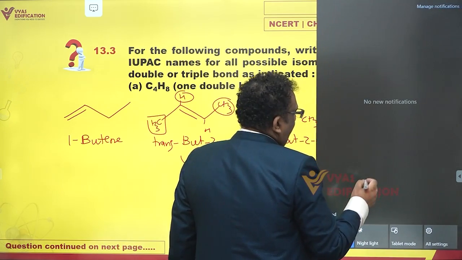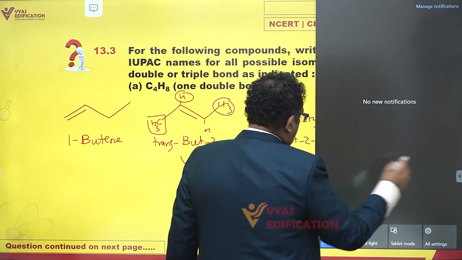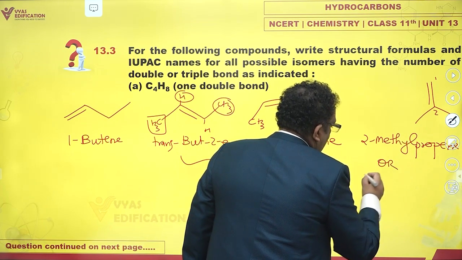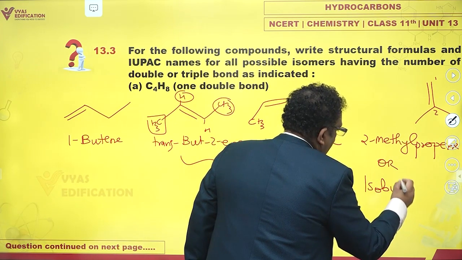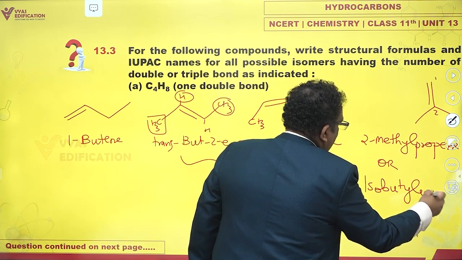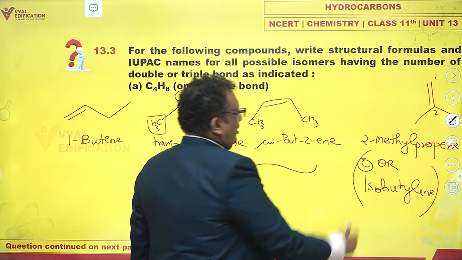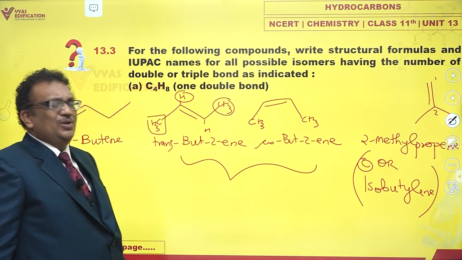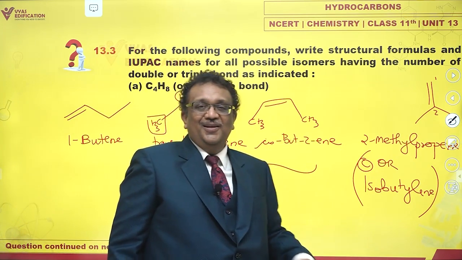This is the IUPAC name, or we could simply say isobutylene, but isobutylene is the common name. This is not the IUPAC name. We were asked IUPAC names, so let's just stick to 2-methylpropene.